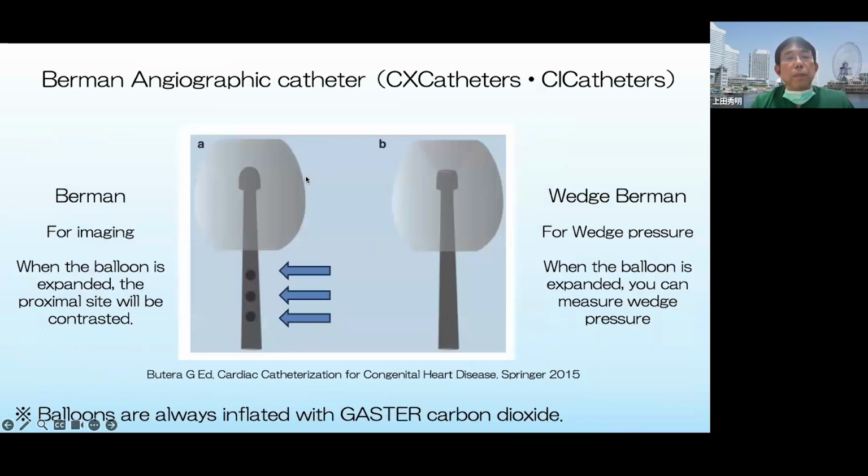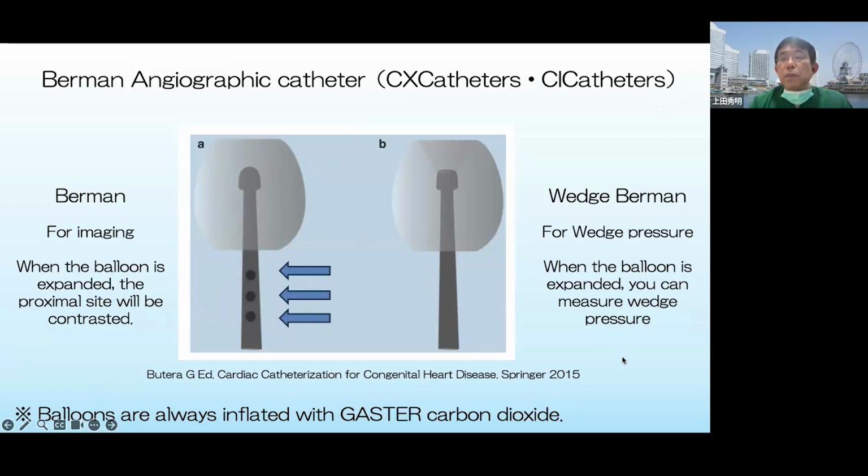This is the picture of the Berman angiographic catheter. As you can see, on the top of the catheter there's a balloon, which we have to inflate with carbon dioxide. For the imaging, if we put the contrast just below the balloon, there's a side hole here, and from here the contrast will come out. And using those holes, it should be contrasted very well.